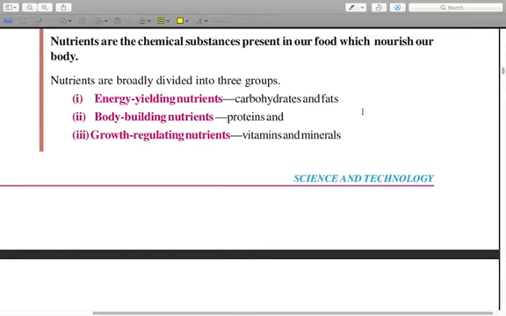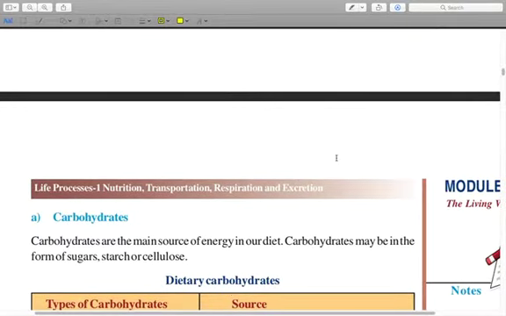Then growth regulating nutrients: vitamins and minerals come under this. You can call this vitamin in British English or vitamin in American English. So let's say vitamin. So vitamins and minerals are growth regulating nutrients in our body. For example, when we have a wound, our blood gets clotted. All this is because of the presence of vitamins and minerals. They are present in very small amounts in our body, but they have important functions.